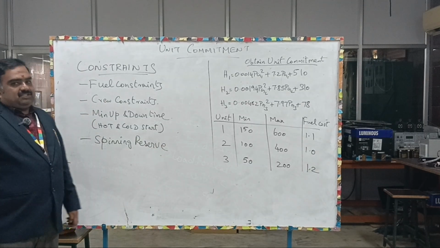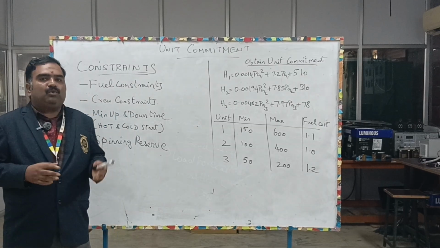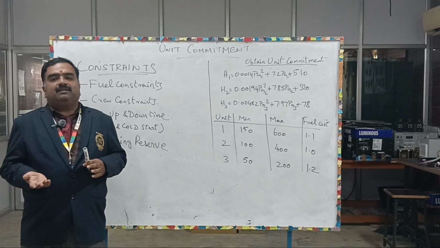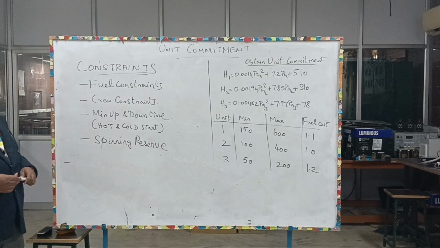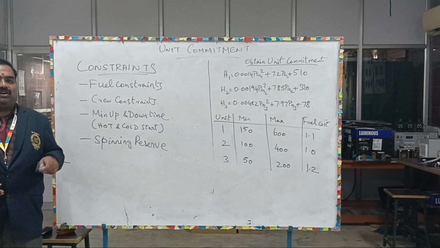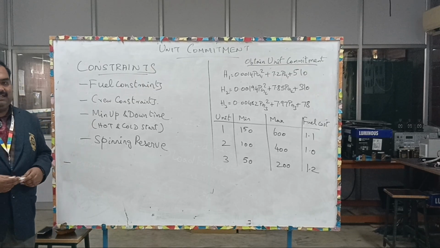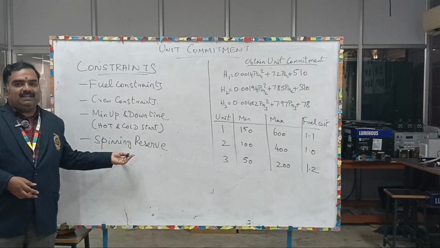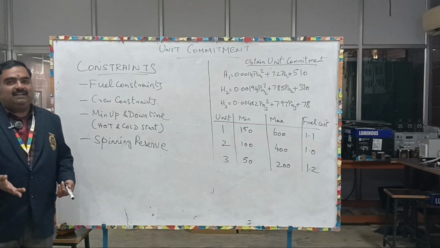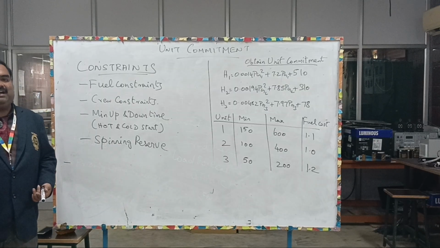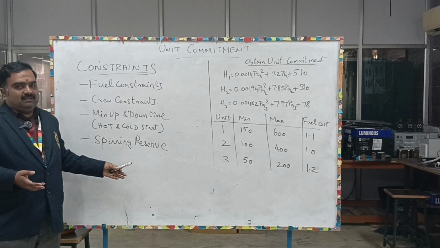Next is the spinning reserve constraint. What is meant by spinning reserve? It is the generation capacity that is available over and above after meeting the load demand plus transmission losses. Whenever a generator operates, it has to cater not only for the demand but also for the losses. Apart from that, there must be some amount of additional capacity, called spinning reserve, which is readily available to provide power if there is a sudden steep rise in demand. It has not been predicted, but suddenly the demand rise has occurred.